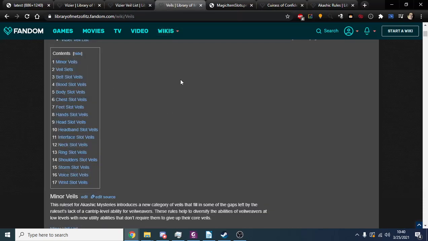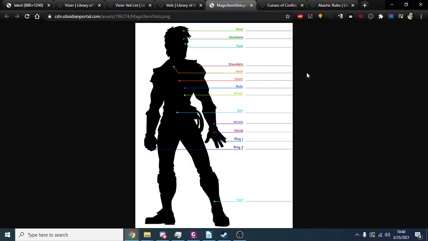So, getting into veils more deeply here, you can see here that veils have slots. There are 15 slots in total at the time of this video's production. There are 10 general slots, which every Akashic character has access to. And there are 5 esoteric chakras, which is what we call the ones that are class specific. So the 10 general slots are the belt, blood, body, or no, not blood, sorry, that's a different slot. Belt, body, chest, feet, hands, head, headband, neck, shoulders, and wrist, which, as you can see here, correspond rather well to the magical item slots.